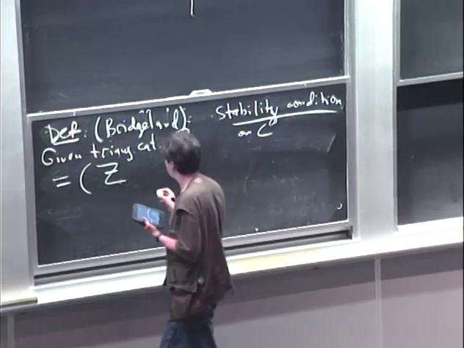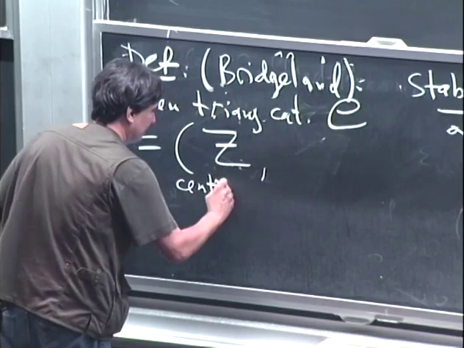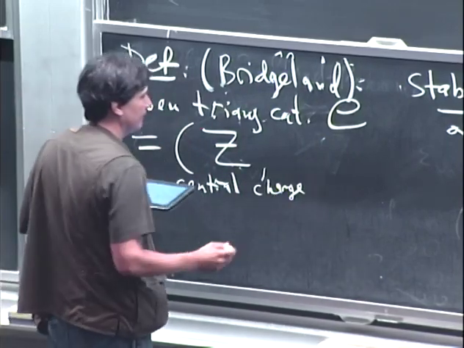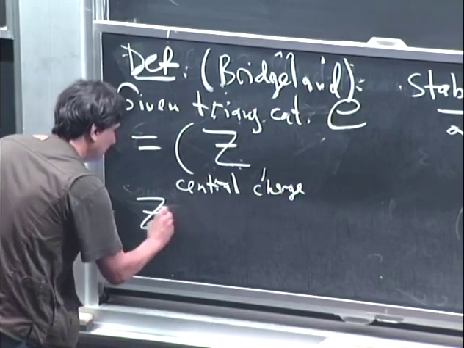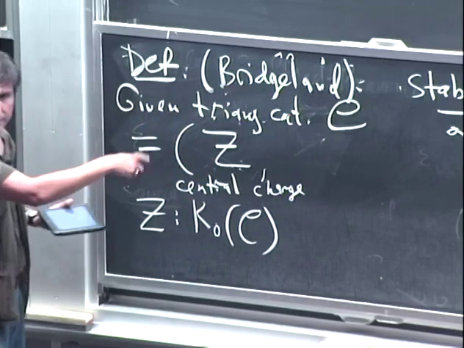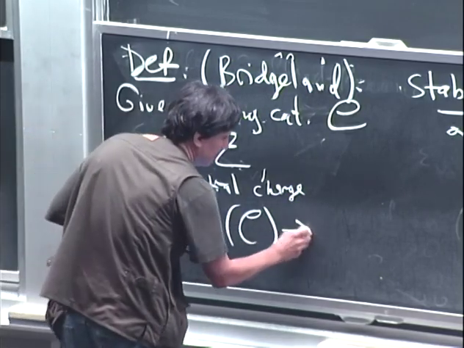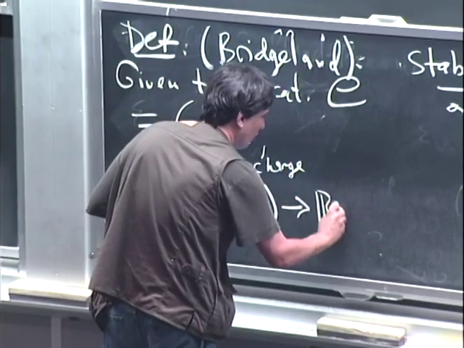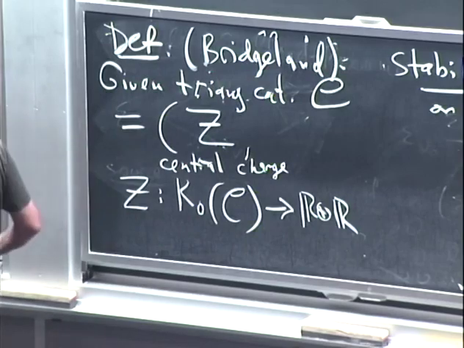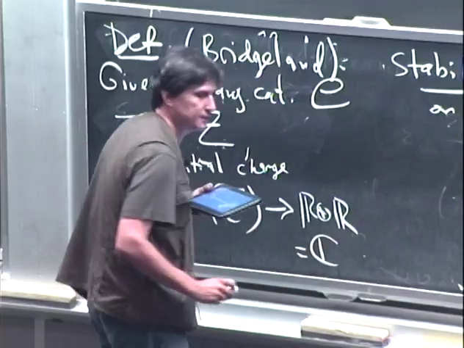So a stability condition consists of two parts. One is called Z, or because of its physics origin, it's called the central charge. Z is a map from the K group, K0 of my triangulated category, like for an abelian category. A triangulated category has a K0 group. It's an abelian group. And this is a map to two copies of R, which is convenient to identify with the complex numbers.